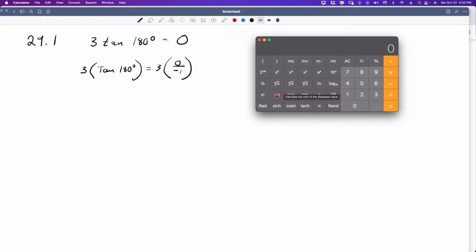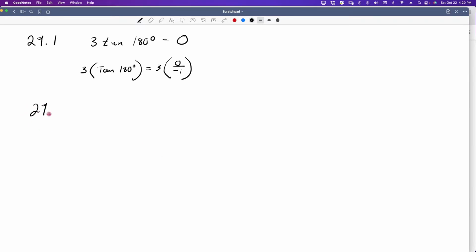So let's do another one. Let's do 29.2. We only have 3 of these. So 29.2. It says we need to find, there's two of these, so 4 times the sine of 270 degrees and 3 times the tan of 270 degrees. All right, so let's look back at our reference.